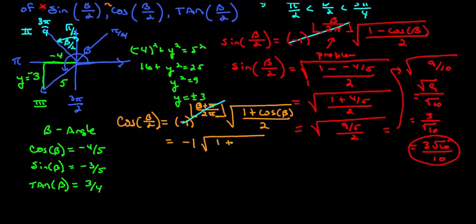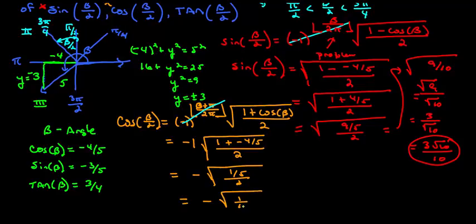So let's plug what we know in. Cosine of beta again is negative 4/5, and that's over 2. So negative square root. This is 1 minus 4/5, which is just 1/5 over 2, which will be 1 over 10, which will be negative 1 over the square root of 10, which will be negative square root of 10 over 10.